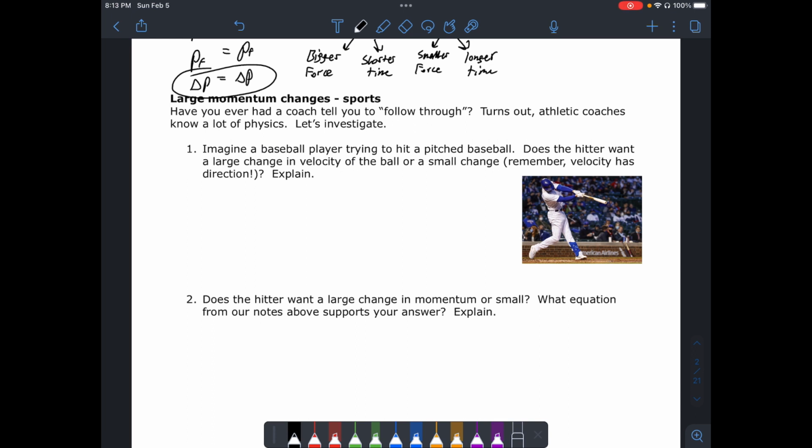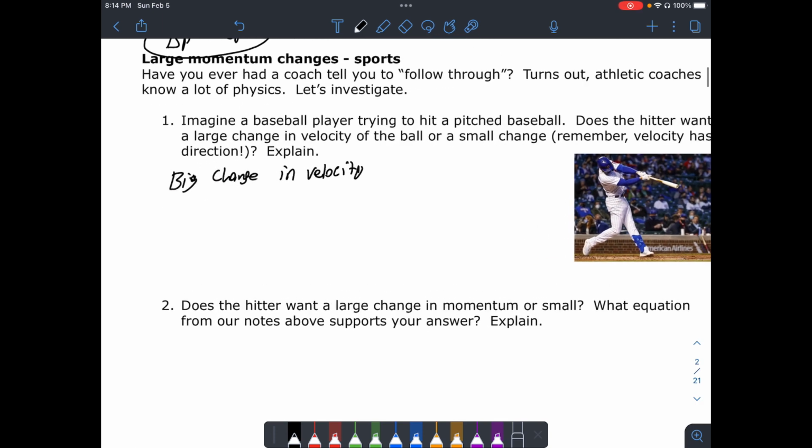So imagine a baseball player is trying to hit a pitched baseball. Does the hitter want a large change in velocity of the ball or a small change? Remember, velocity has direction. So does momentum, right? The batter wants a big change in velocity. And why is this, right? We're thinking about our direction.